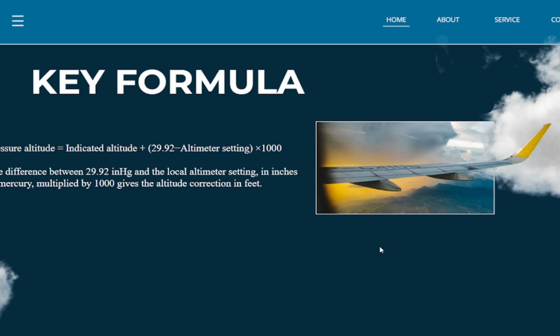I got you. Usually people do ask that question. Because in the standard atmosphere, each 1 inch of mercury change in pressure corresponds to roughly 1,000 feet of altitude. If local pressure is lower than standard, you add to your indicated altitude. If it's higher, you subtract. It's super simple. Pressure altitude equals indicated altitude plus 29.92 minus the altimeter setting, multiplied by 1,000. That is the easiest thing to do.